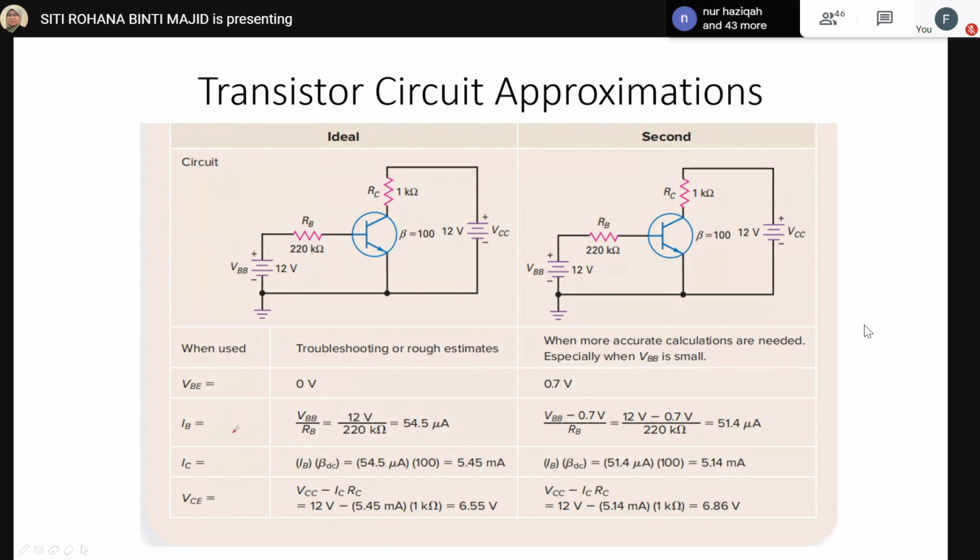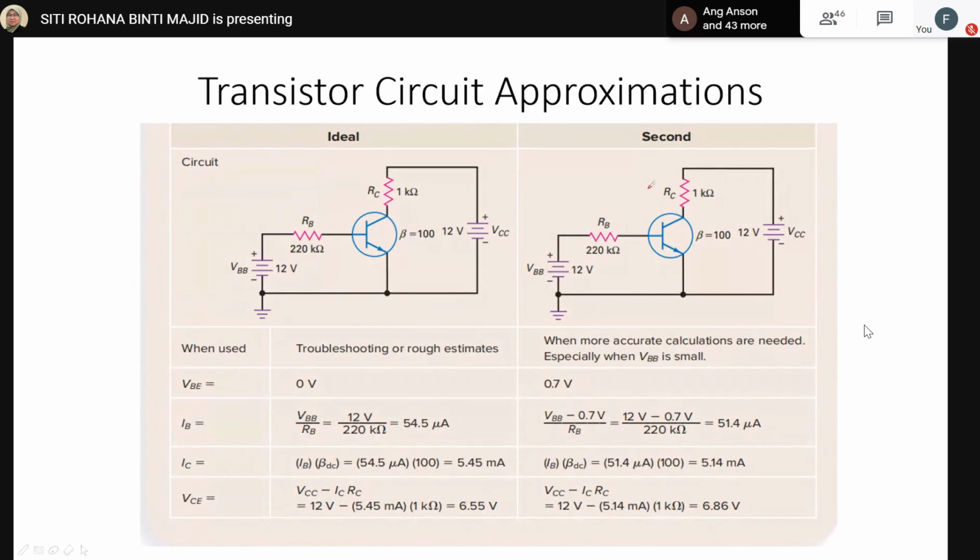So IB we can get from VBB, the source, over the resistor here, and IC we can calculate from IB and beta DC. Let's say in this circuit they gave the beta value as 100, and then for VCE, which is for the output loop, VCE equals VCC minus ICRC, and then you will get this value.